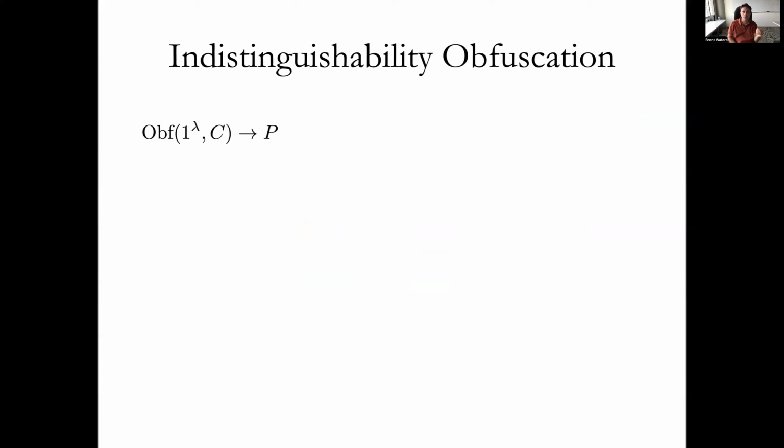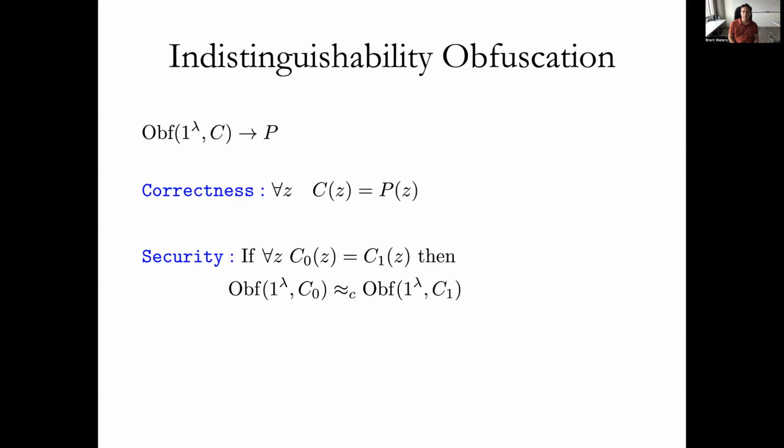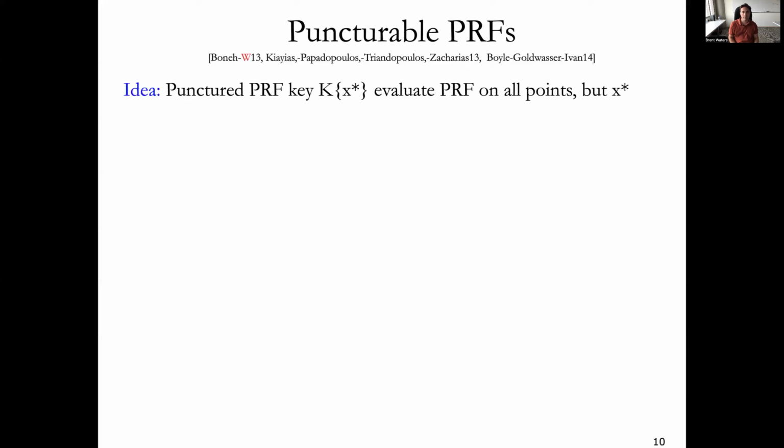Okay, so to be a little more formal, this can be an algorithm called obfuscate, a randomized algorithm, which takes as input the security parameter and the circuit, and outputs a program P. For correctness, again, for every single input Z, C of Z and P of Z will agree on the outputs. And then for security, if I have two circuits which happen to be functionally equivalent, one cannot computationally distinguish whether I'm obfuscating circuit C0 or C1.